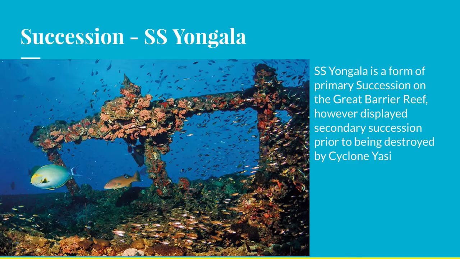Secondly, we have succession in the reef. Succession is a series of progressive changes in the composition of an ecological community over time. An example of this is when the SS Yongala was wrecked on the Great Barrier Reef. The ship was then turned into a form of artificial reef, consequently promoting a form of primary succession. However, after Cyclone Yasi, the artificial reef was destroyed and little remained, causing a secondary succession to take place.